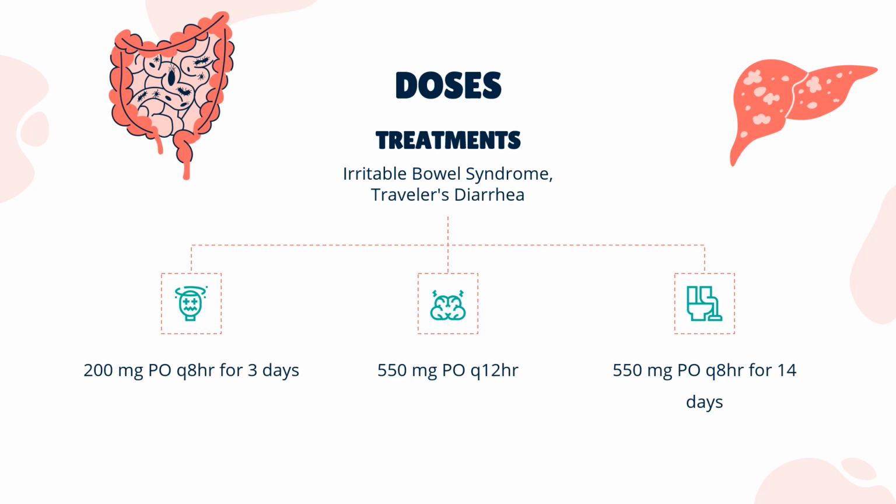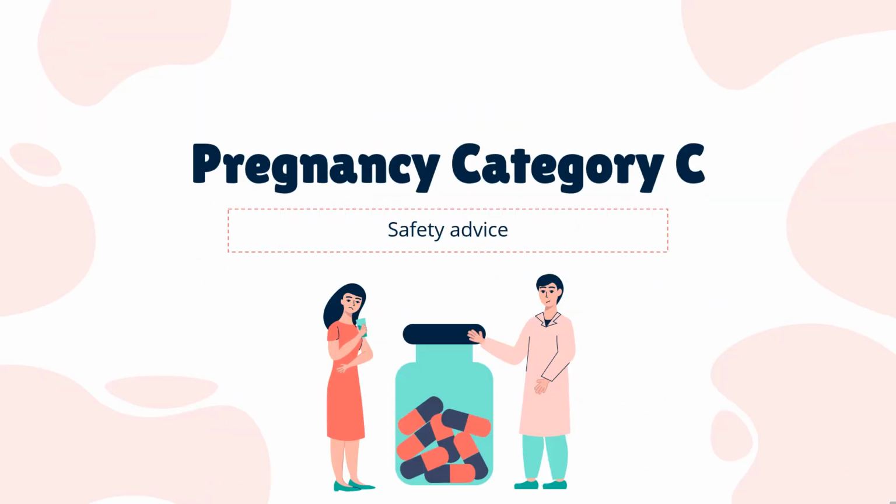Recurrence of symptoms can be retreated with a 14-day treatment course, up to 2 times. Available in unit dose package containing 42 tablets, i.e., 2-week supply, for this indication. Safety advice. Rifaximin is pregnancy category C. This is a new agent and little information exists on safety in pregnancy.